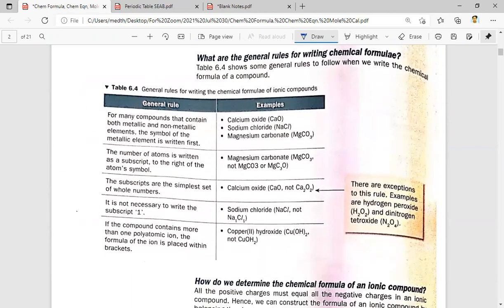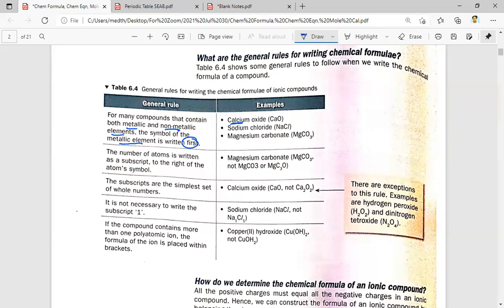Okay, now once we know how the compounds are named, let's look at some general rules of writing chemical formulas, which we are familiar with, but we just go through a little bit. For many compounds that contain both metallic and non-metallic elements, that means metal and non-metal, we will tend to write the symbol of the metallic element first. For example, calcium oxide is made of calcium and oxygen. We will always have the metal name coming first.